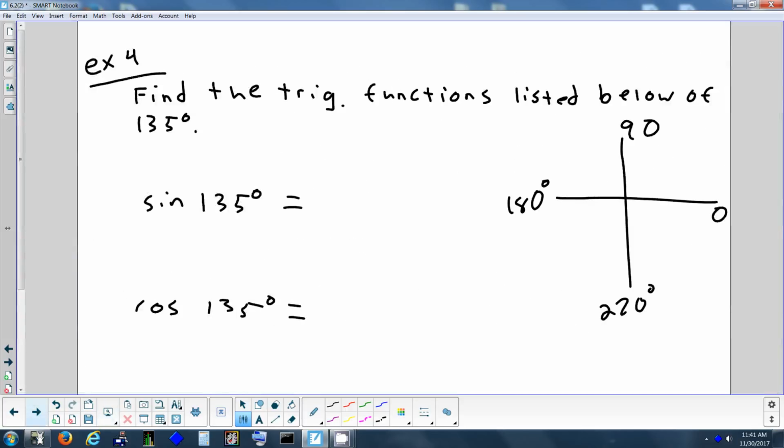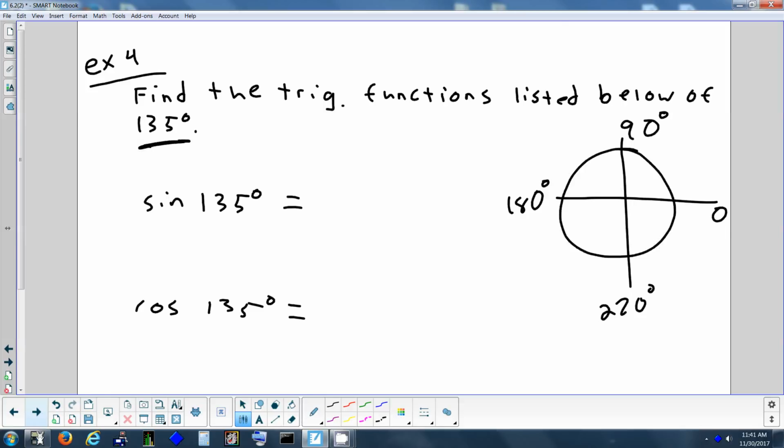So what we're going to be looking at here is a mirror image of one of our triangles. The numbers aren't going to change, but one of the numbers might become negative. Is 135 a multiple of 30? If it is, this is going to be a 30, 60, 90 triangle. Or is it a multiple of 45? It's a multiple of 45.